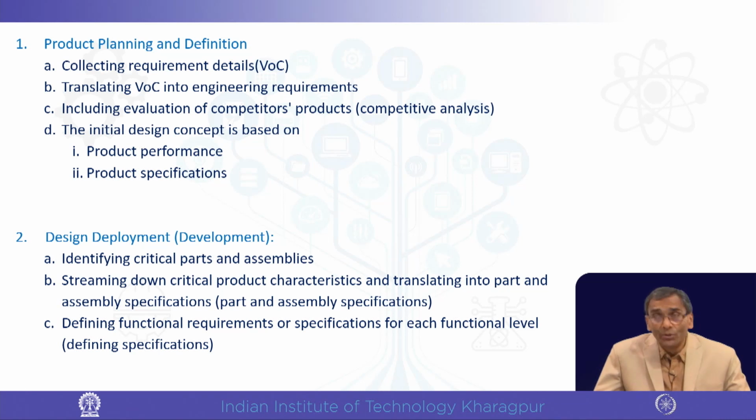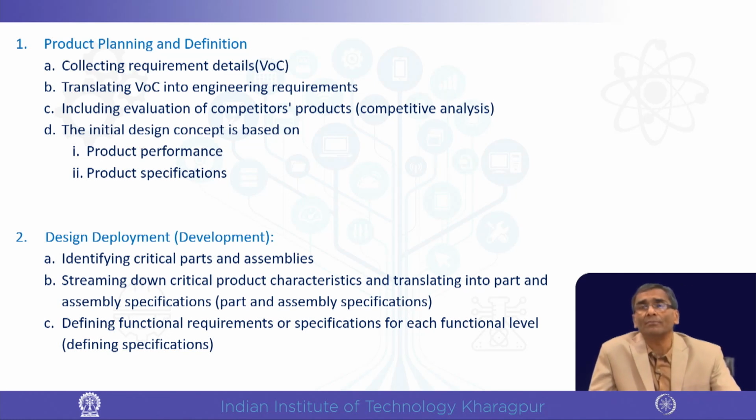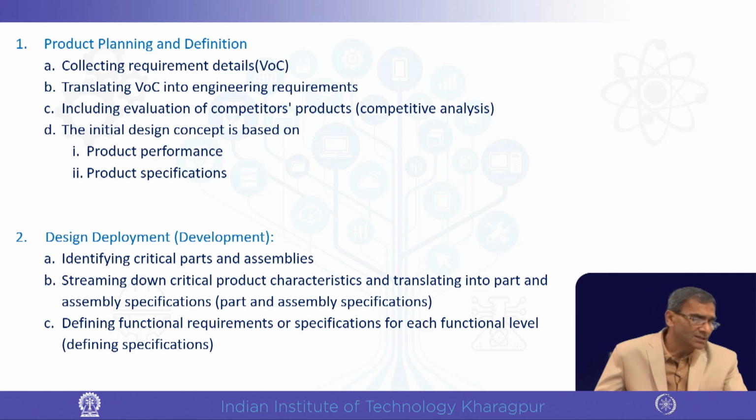During phase two, the following activities are performed: identifying critical parts and assemblies or sub-assemblies, then streaming down critical product characteristics and translating them into part and assembly specifications or characteristics, and then defining functional requirements or specifications for each functional level. I would give an example, then it would be clearer, but now please understand that these are the steps which I will be presenting diagrammatically soon. But before that, these documents or slides should be studied by you later also, so that the concept is completely clear.